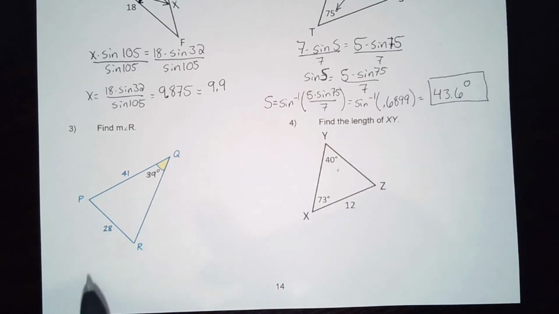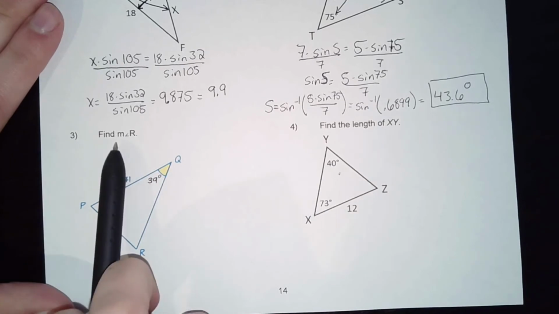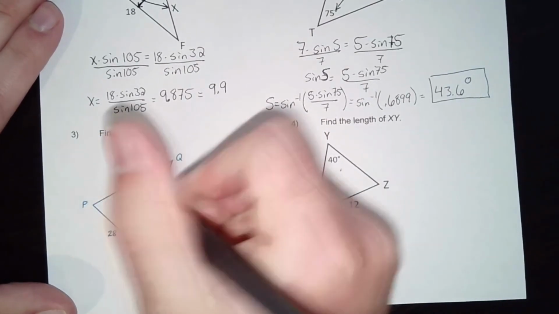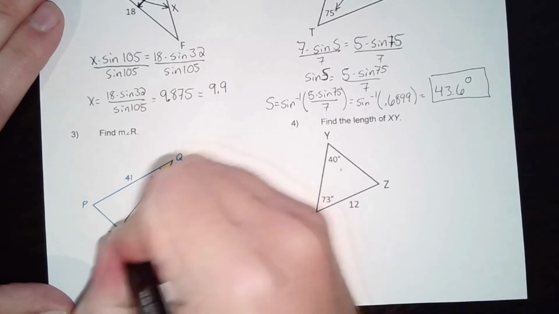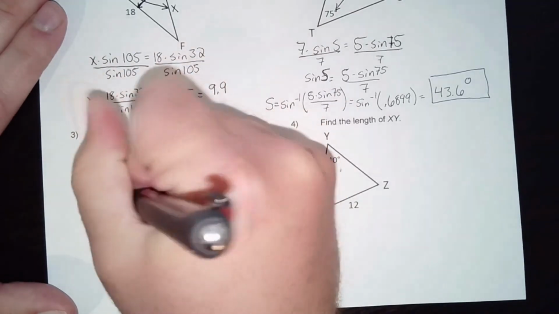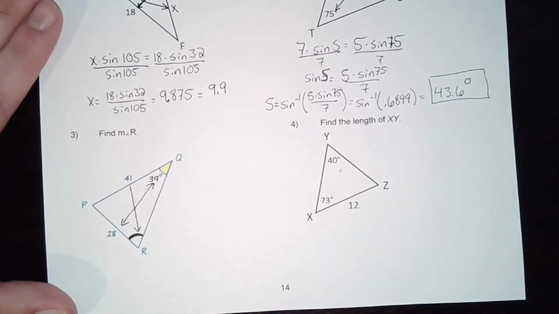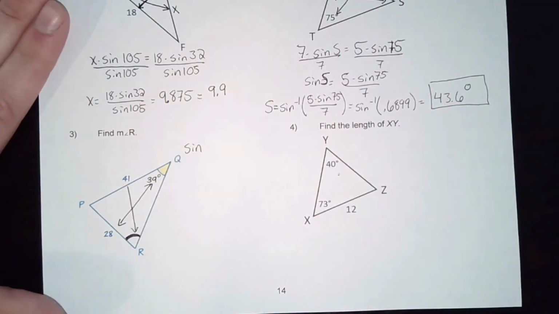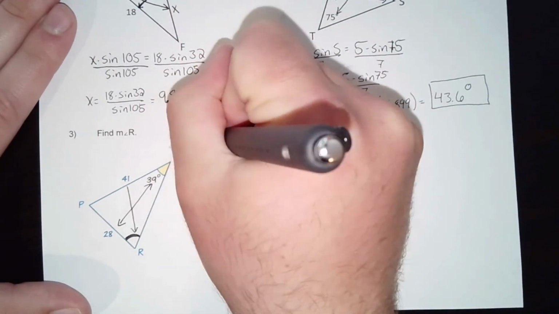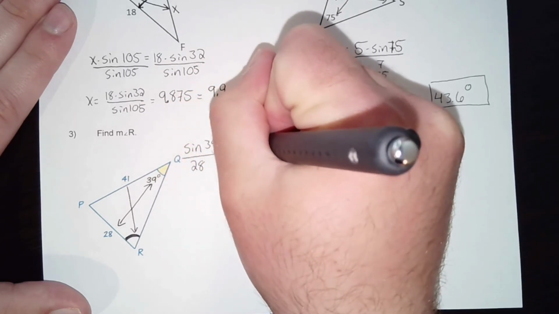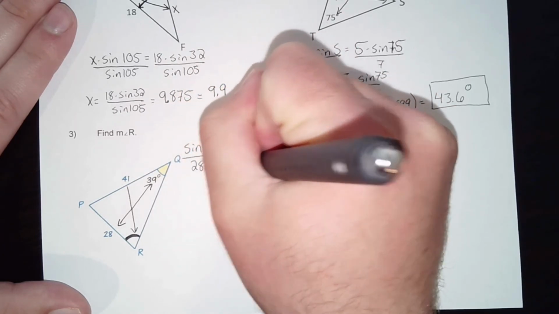Okay, so I'm going to continue here finding angle R in number 3. So I'm trying to find this angle down here. Okay, I do have my complete pair here with Q in the 28, the 39 degrees and 28. I also have the side across from the angle I'm trying to find with the 41. So we'll set up our function here. This is going to be the sine of 39 divided by 28 is equal to the sine of R divided by 41.